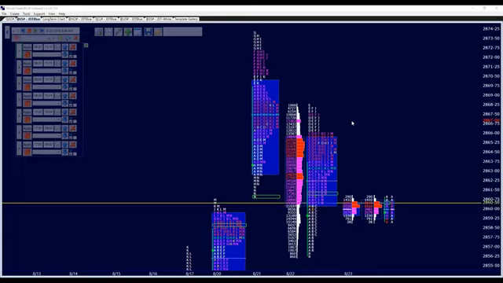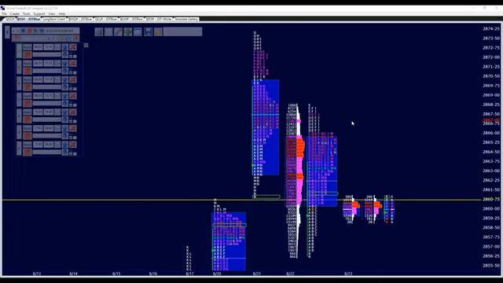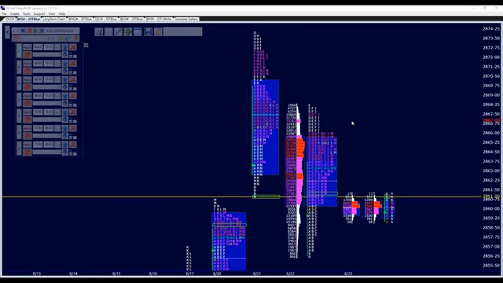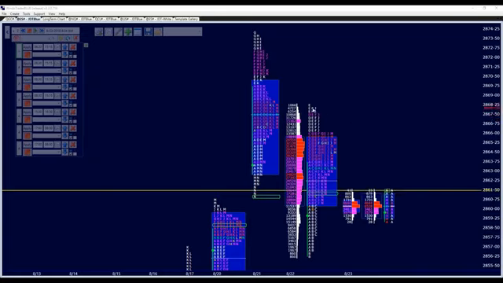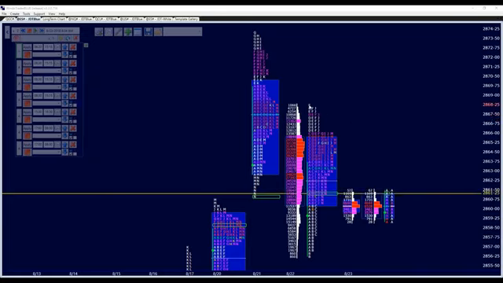It's one thing to teach terms and value areas and things like that, but understanding context is really far more important than anything else. The context we have here is 2 back-to-back poor highs. Additional context is that we're opening within the previous day's range.